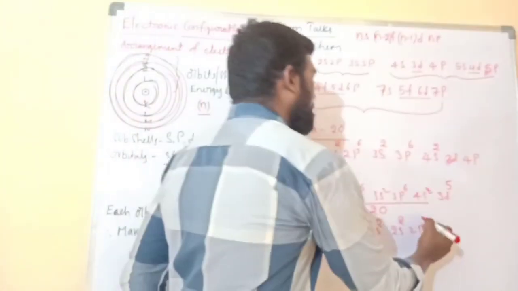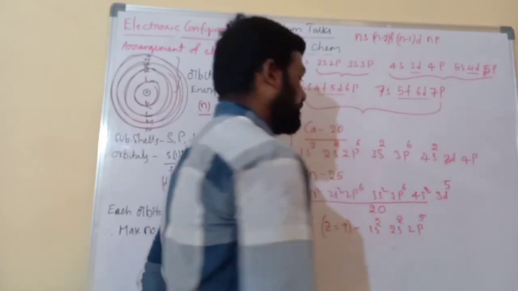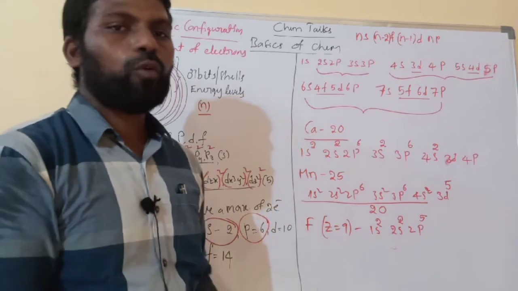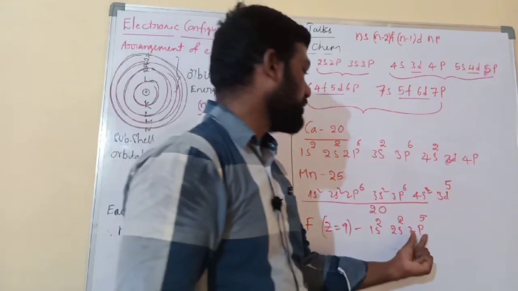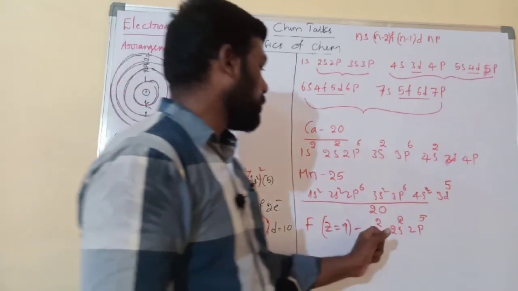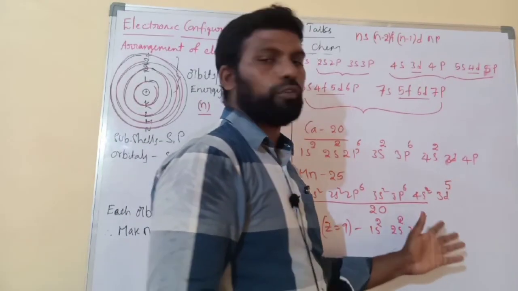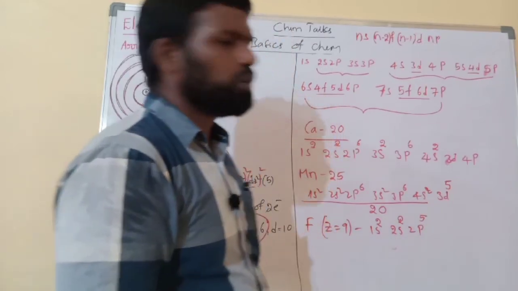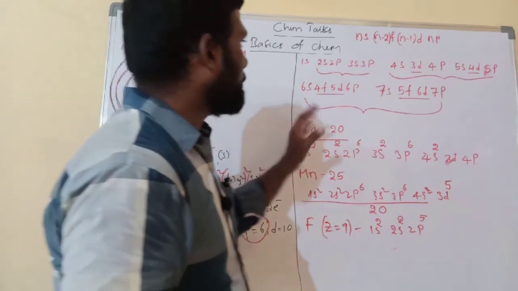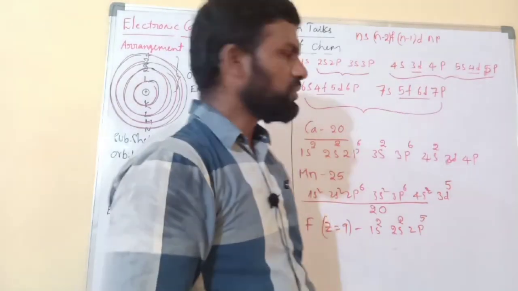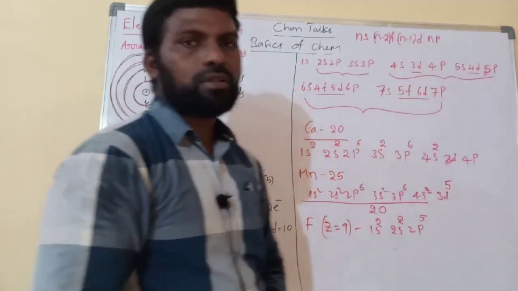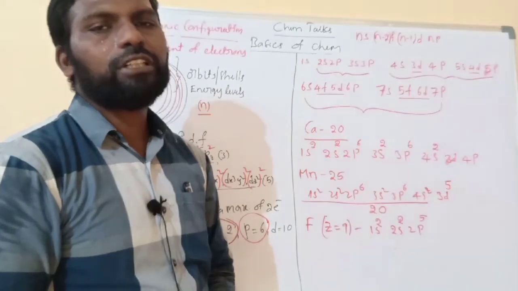Those 5 can be accommodated in P, isn't it? P can accommodate a maximum of 6 electrons. We have only 5 electrons with us, so those 5 electrons can be placed easily in p. So what is the electronic configuration of fluorine? 1s2, 2s2, 2p5. That's all, very simple. You need not memorize all the electronic configurations. If you are perfect with this sequence, based on the energy levels of orbitals, you can write the electronic configuration of any element.